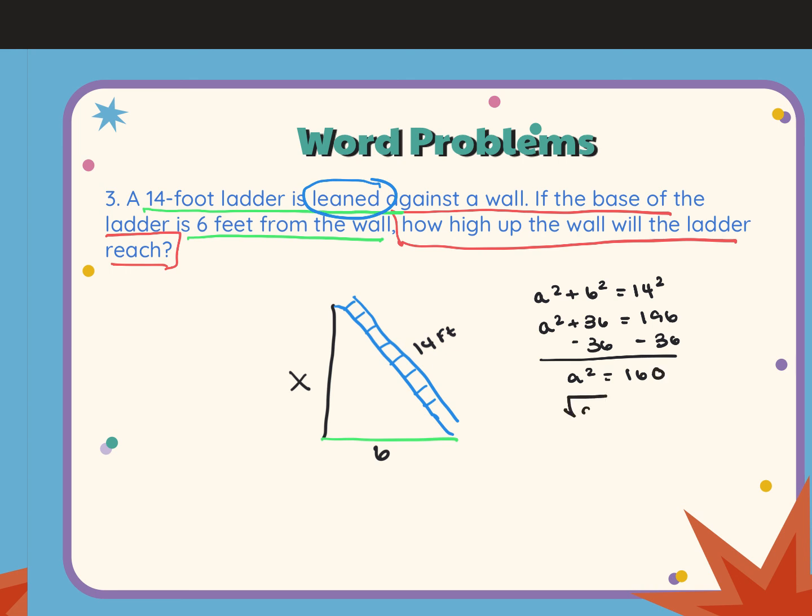Then I have to take the square root of a squared, because I only want to know what that side is, and take the square root of 160. Taking the square root of a squared gives me a. Taking the square root of 160, I get 12.6. So how high the ladder reaches up the wall is approximately 12.6 feet.